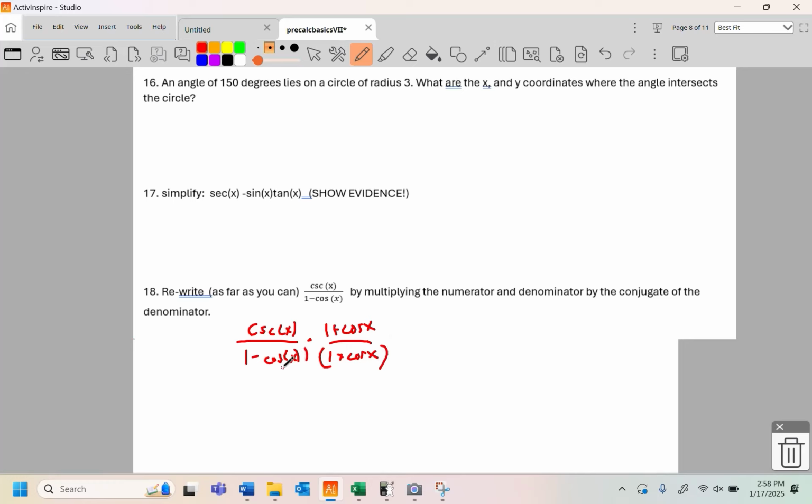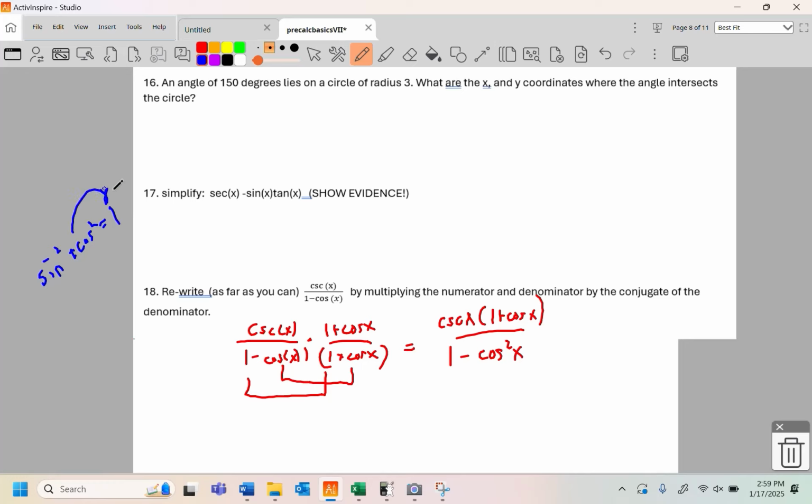All right, down low, I'm just worried about these two. That becomes 1 minus cosine squared of x. Up top, not going to distribute. This one's kind of funky, I think. 1 minus cosine squared should be sine squared, right?